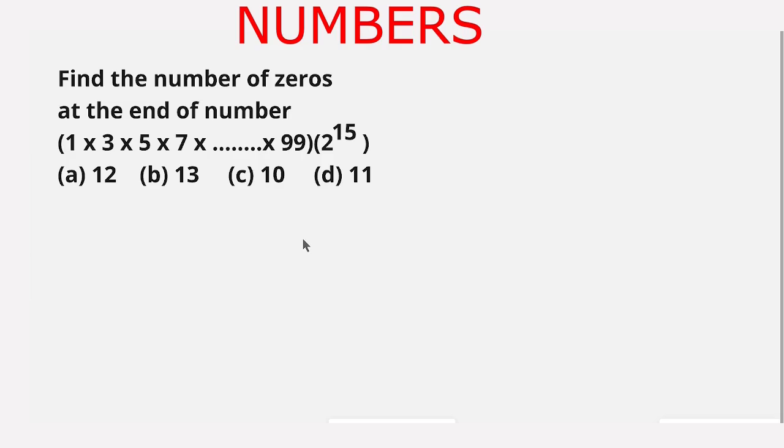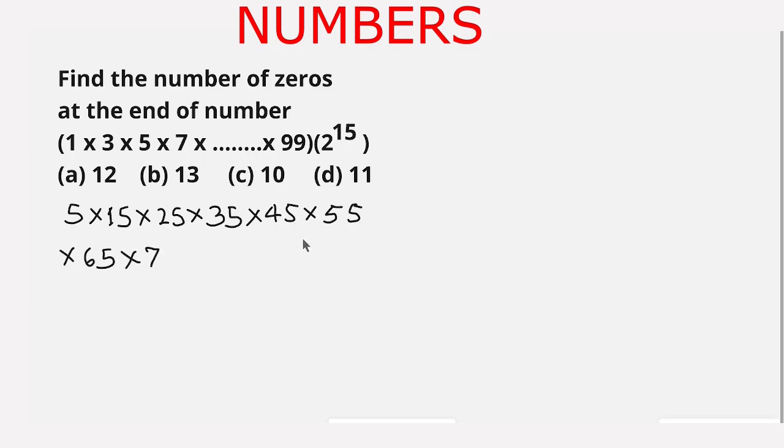So first will be 5 itself, then next will be 15, then 25, then multiplied by 35, multiplied by 45, multiplied by 55, multiplied by 65, multiplied by 75, multiplied by 85, and multiplied by 95. So these are 1, 2, 3, 4, 5, 6, 7, 8, 9 and 10. These are 10 5s, plus there is one more 5 in 25 because 25 is 5 to the power 2. So that will be 11, and another will be in 75, which is 25 multiplied by 3. Again we will have one more 5 in 75.